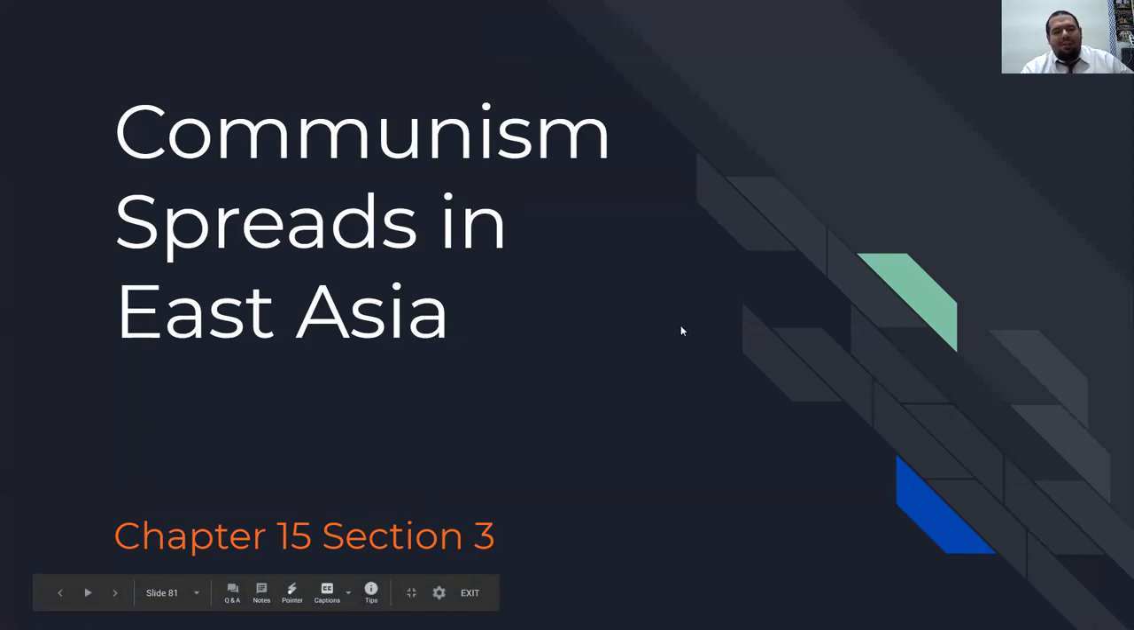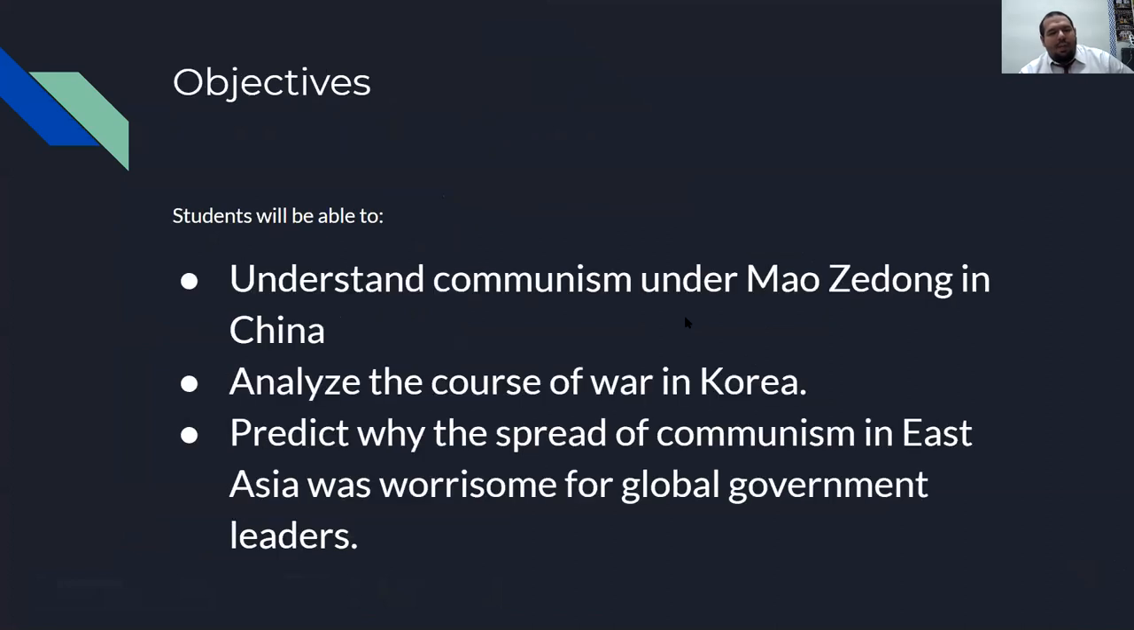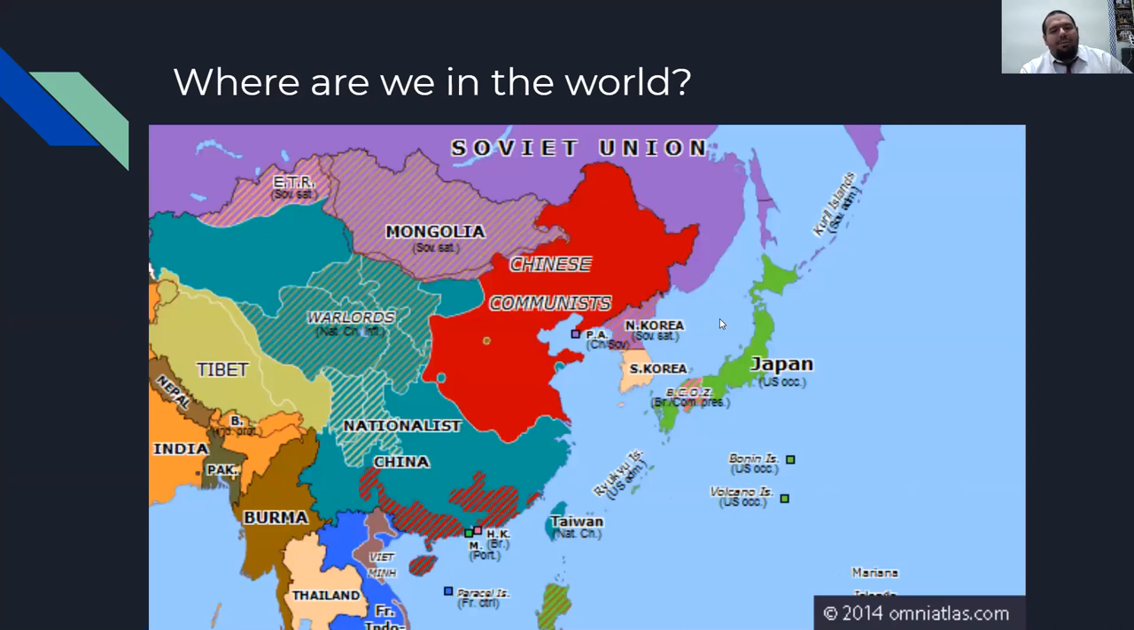Chapter 15, Section 3. That was your warm-up. So objectives: we're going to understand communism under Mao Zedong in China. We're going to analyze the course of war in Korea. And we're going to predict why the spread of communism in East Asia was worrisome for global government leaders. Again, these topics discussed in today's lecture can be used for some of those topics in your Cold War research project.